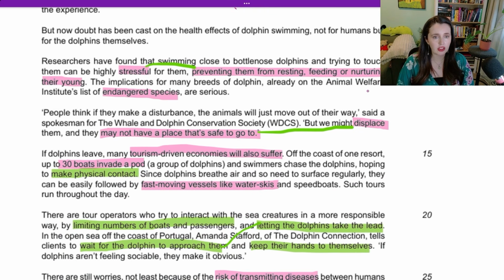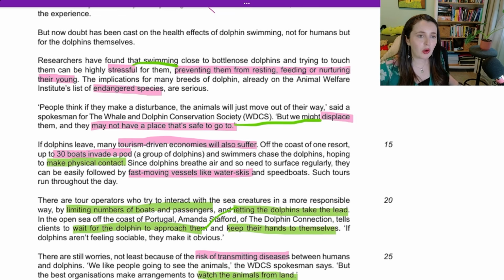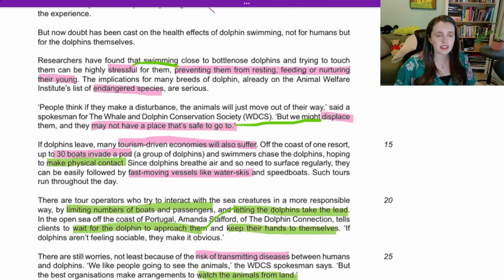Researchers have found that swimming close to bottlenose dolphins and trying to touch them can be highly stressful for them, preventing them from resting, feeding or nurturing their young. The implications for many breeds of dolphins, which are already on the Animal Welfare Institute's list of endangered species, are serious. So we've got some points. Interestingly, these two here, stressful and preventing them from resting, they're the same idea. I think in a different Cambridge mark scheme there'd be separate ideas. Cambridge sometimes pick and choose when they're separate or when they're part of the same point. But one clue here that they're connected is that they're in the same sentence. So yeah, these are technically the same point, and the fact that they're endangered species too is also a point.